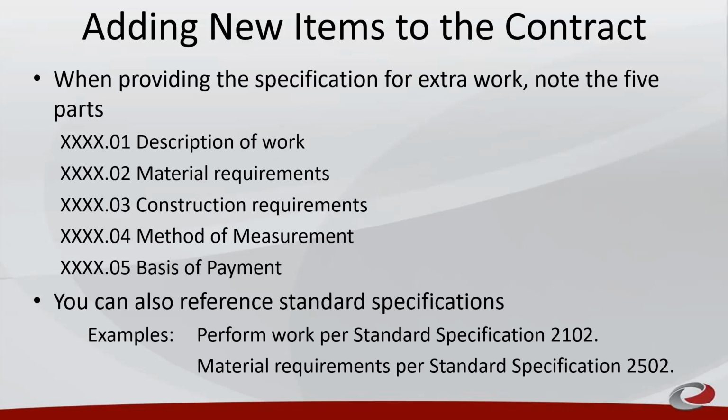When adding a new item, all 5 parts need to be addressed: description of work, material requirements, construction requirements, method of measurement, and basis of payment. You can also reference a standard specification.